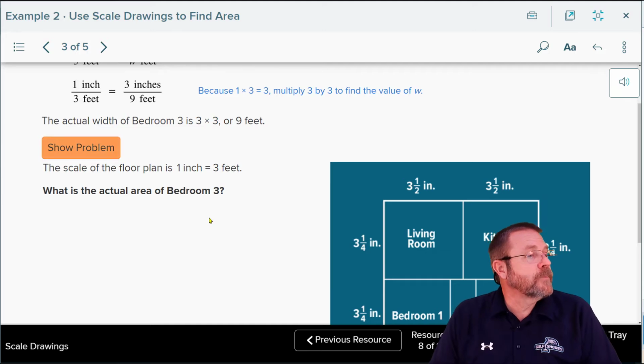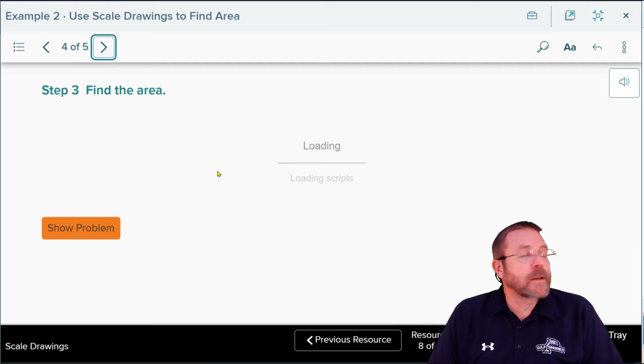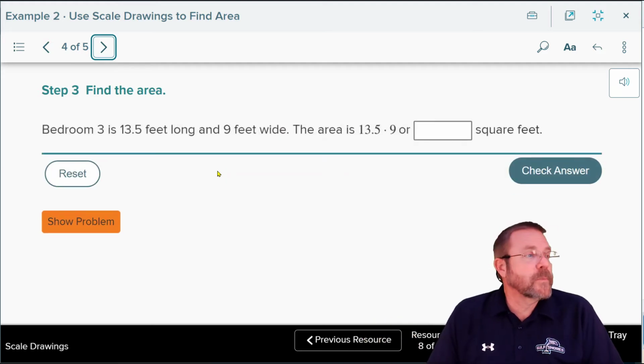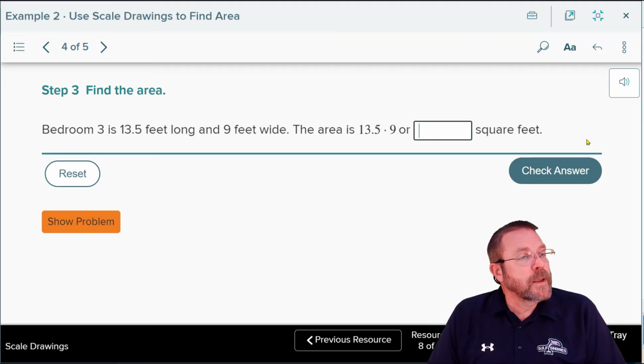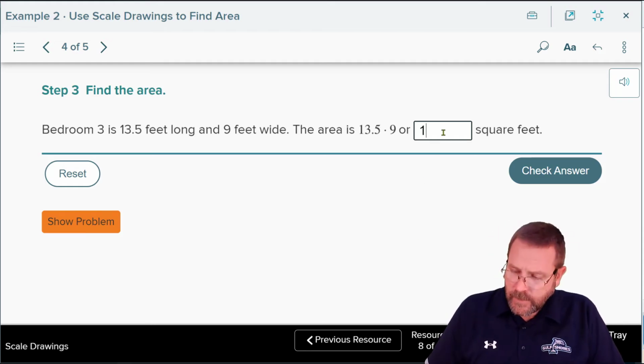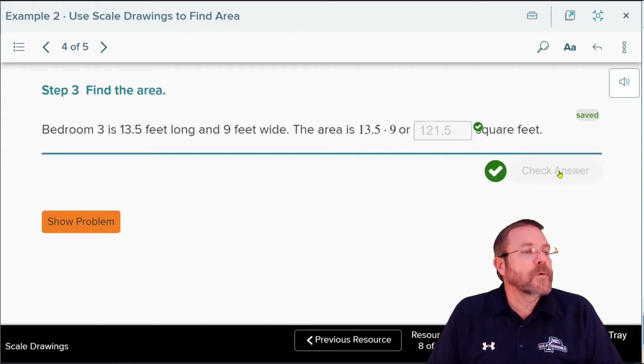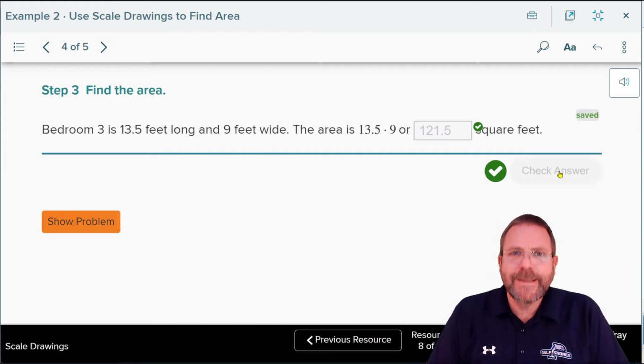But hey, that's okay. From here, it's a rectangle. We're going to find the area of the rectangle by saying length times width, or base times height. That means we have 13.5 times 9. That's going to give me 90, plus 27 is going to be 117, and then plus another 4.5, that's going to give me 121.5. Let's see if I did that right in my head. 121.5, and I did. Look at that. Easy math to do if you know how to multiply.